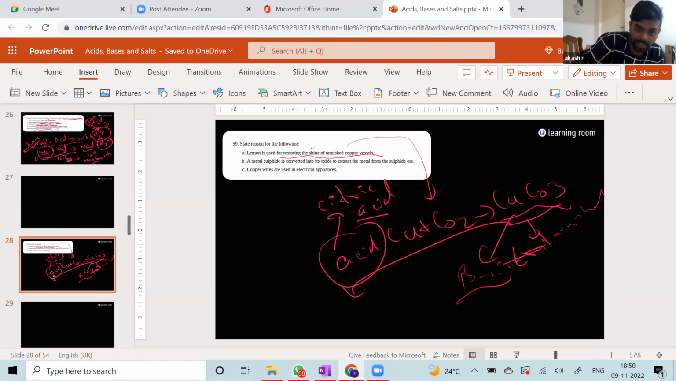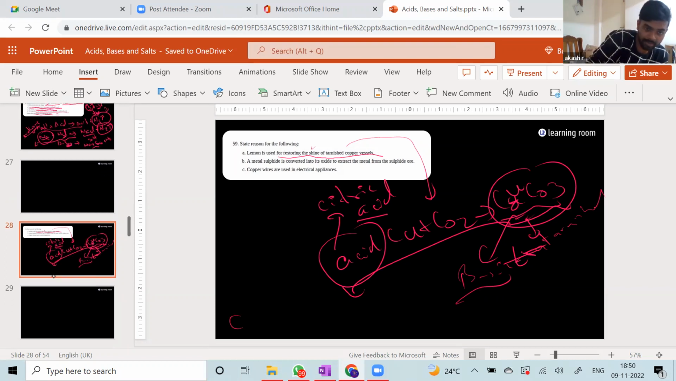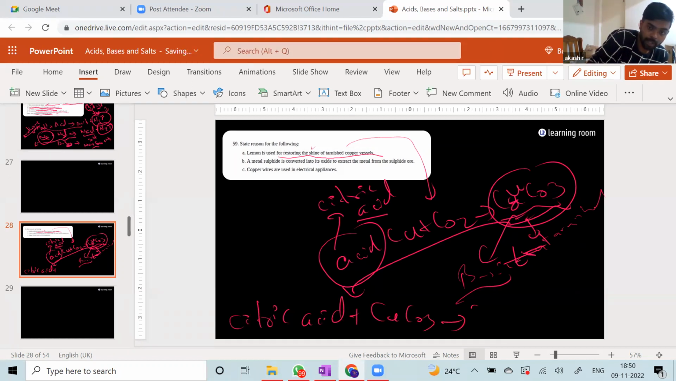Lemon contains citric acid. It is going to react with CuCO3, copper carbonate, right? And so this can be removed. If the citric acid reacts with CuCO3, it gives me copper. Now I get a maximum shiny appearance because copper is getting formed.